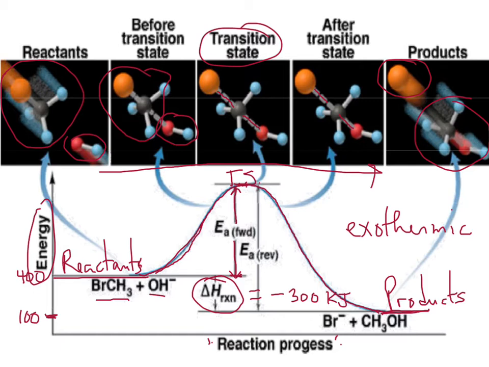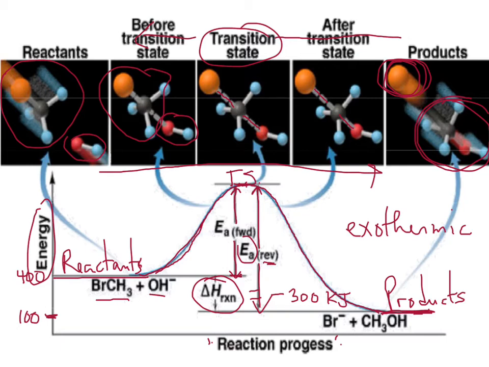However, it's quite possible that the reverse reaction could happen. There's nothing to stop the bromide ion from colliding again with methanol, and the reaction might proceed in the reverse direction. In the reverse direction, what we've called products would now be reactants, and therefore the difference from what we've called products to the top of the hill would be the activation energy, but now for the reverse reaction.